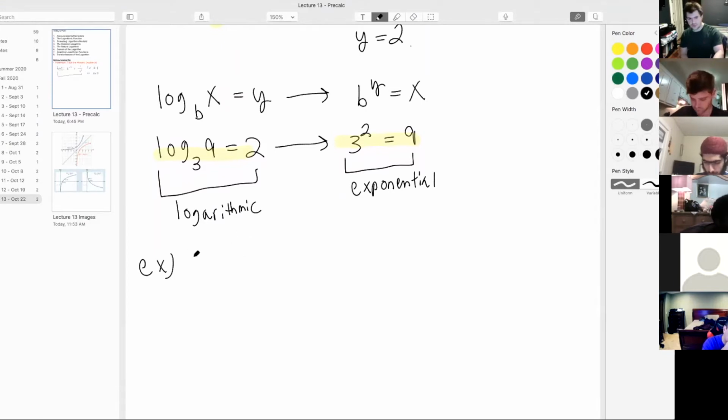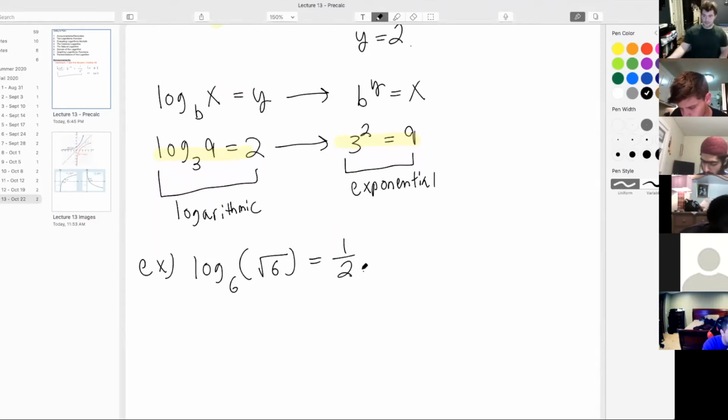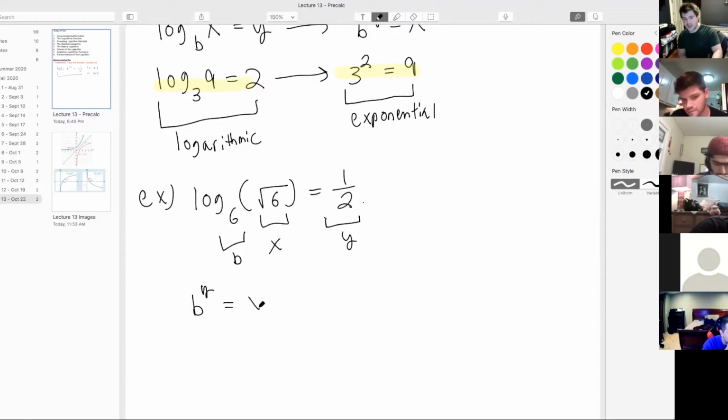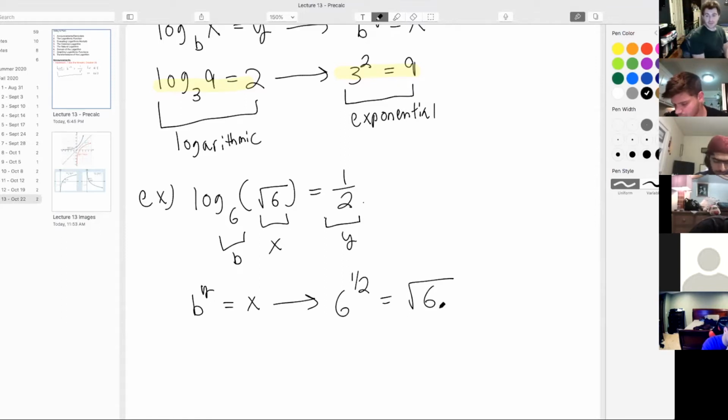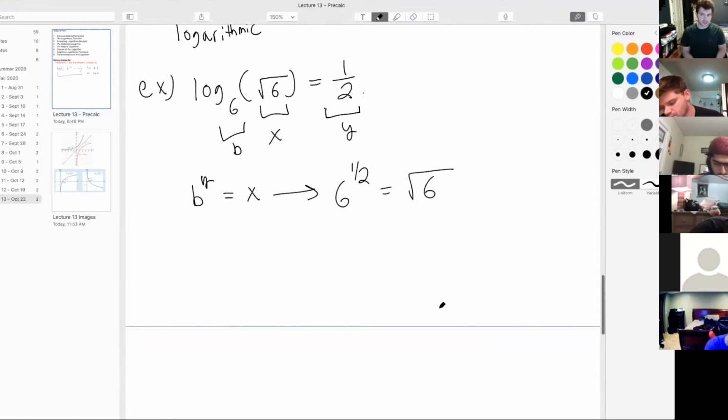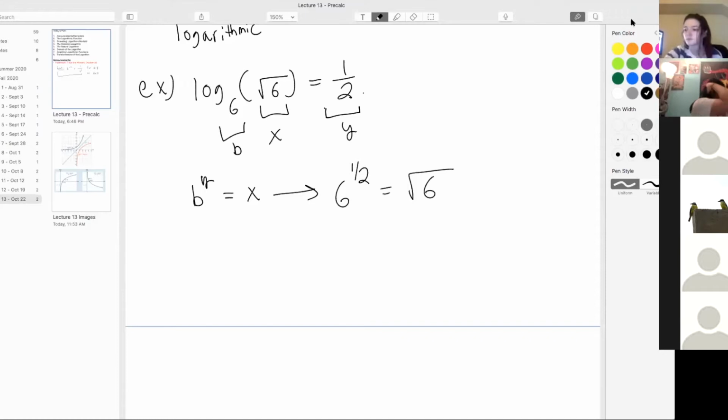Here's a slightly different one. How about log base 6 of the square root of 6 equals 1/2? This subscript here is b, this is y, and this is x. So I do b to the y equals x, and this will be 6 to the 1/2 equals the square root of 6. That of course is true because a 1/2 power is the same as taking a square root, as we did in the first week of class. All right, so any questions? Hopefully this is okay.